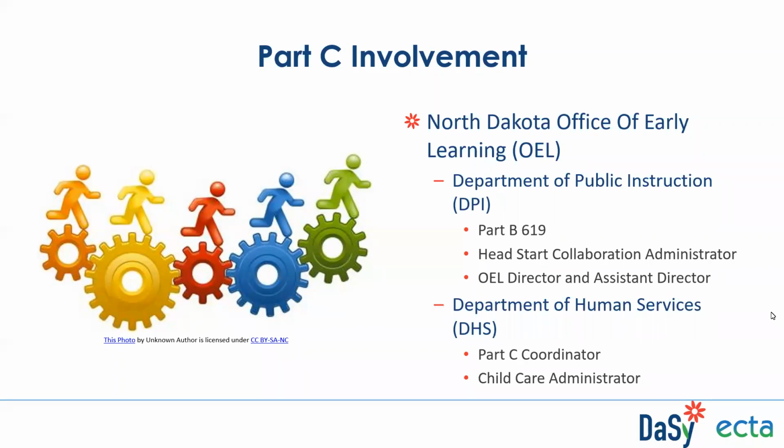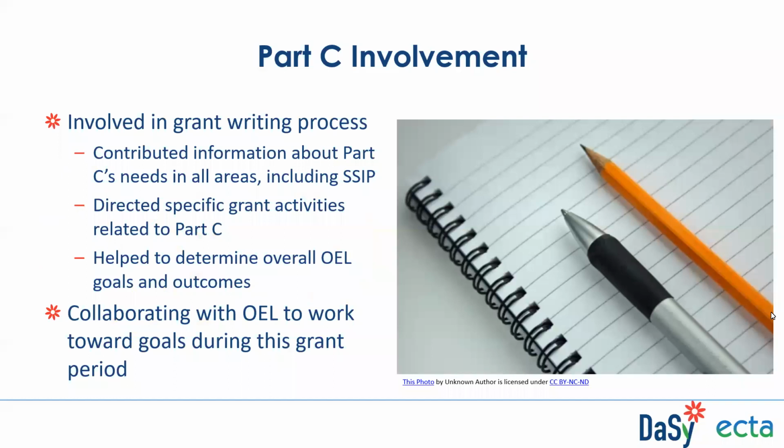You can go to the next slide. So as we were writing, I was able to contribute information about needs of the Part C program. So one of the things that Grace had mentioned was the state systemic improvement plan, and that actually factored heavily in our grant writing process. So when it came time to determine what was needed for Part C to be able to make some steps forward, that's really where we leaned to be able to support the needs that I was coming up with.